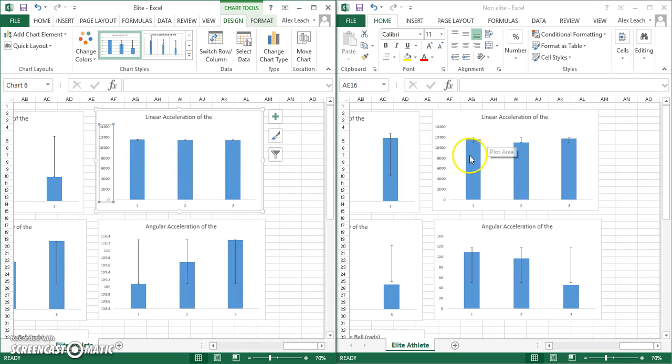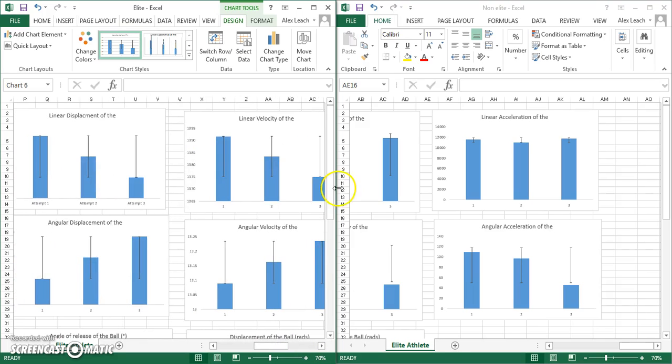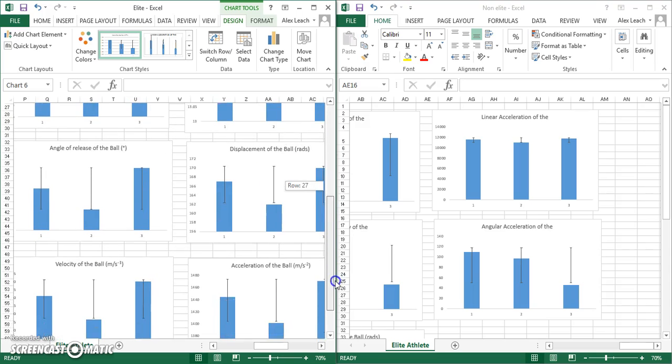Because we've got such high numbers, that's what's caused it not to be so obvious, but you can clearly see this is much, much closer together than it is here. Also, these little error bars by here are your standard deviation, so you can clearly see they're bigger than there. So therefore, our linear acceleration is much more consistent with our elite athlete. Now, the other one we were looking at was acceleration of the ball, just right at the bottom.